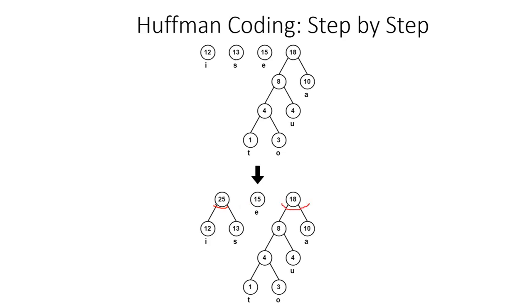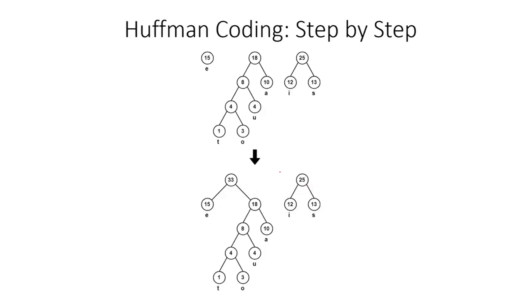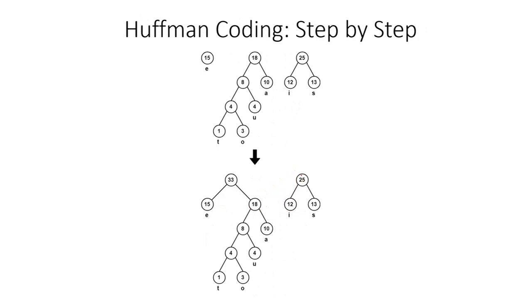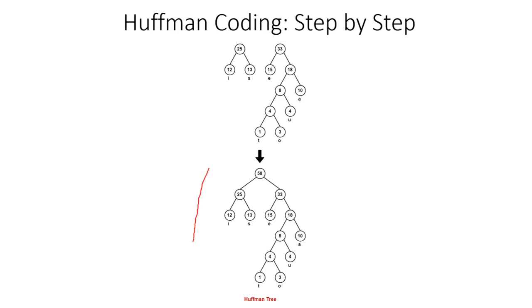Here, as you can see, we have 3 options to merge, and the least ones are this one, 15, and this tree with the node of 18. So we merge them, and we have 33, and in the end only 2 separate trees. We merge these separate trees in order to get one big tree, and in the end we got this big Huffman tree.